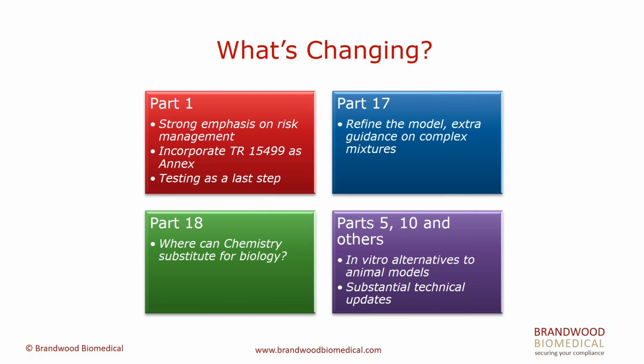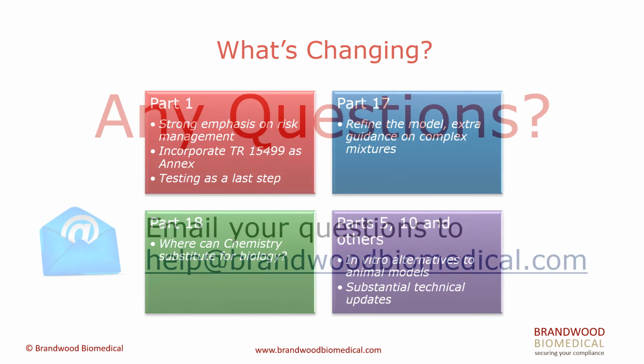Part 18 is undergoing a very substantial revision and asking the question really, where can chemistry substitute for biology? Can we do enough with chemistry to really understand the materials without needing to do biological tests? And Parts 5, 10 and others are introducing new alternative testing models, including some new in vitro alternatives to animal models, and there are substantial technical updates going on. So keep a watch on what's going on, get engaged with your National Standards Committee and understand the development of the ISO 10993 body of work.